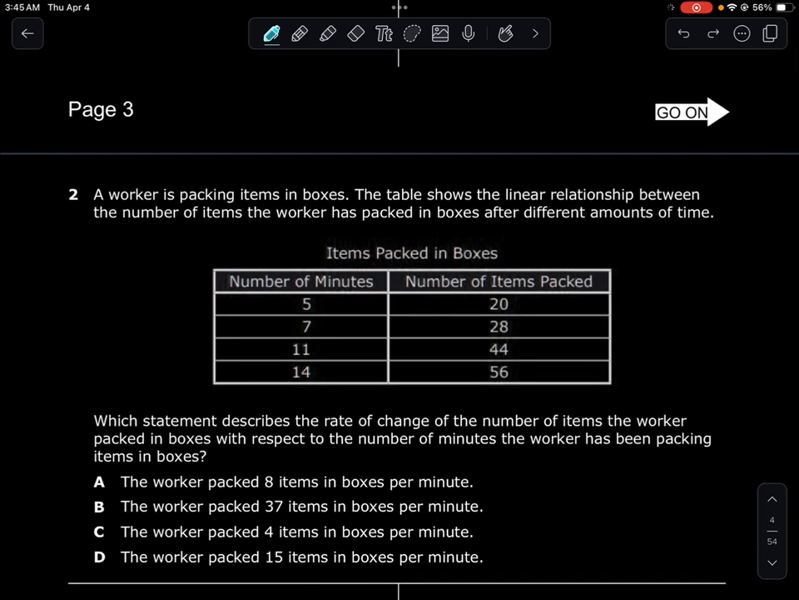A worker is packing items in boxes. The table shows the linear relationship. Linear is a keyword. I know it's going to be a line, and the line means y equals mx plus b. So, a linear relationship between the number of items the worker has packed in boxes after different amounts of time. Okay, now let's look at the table.